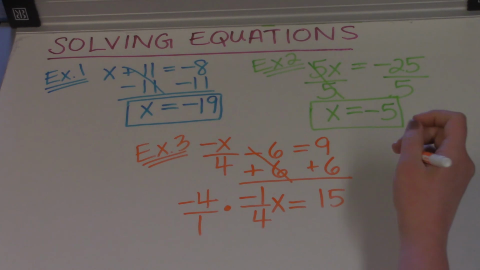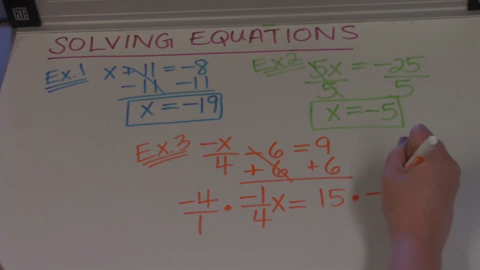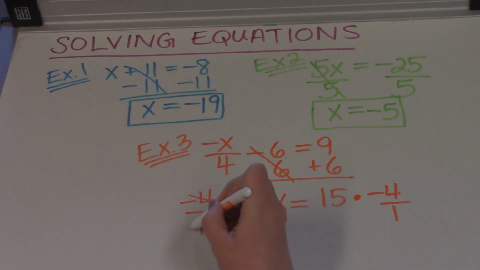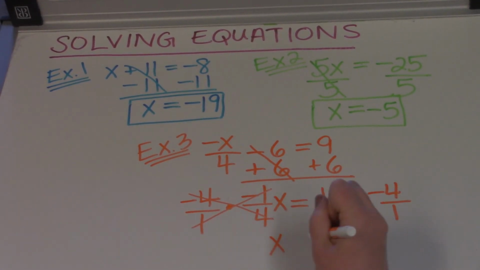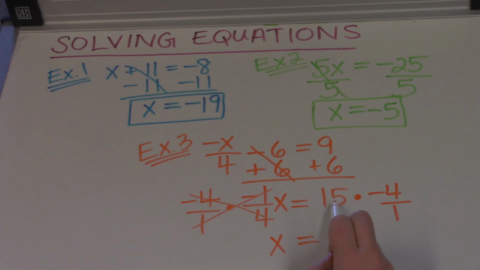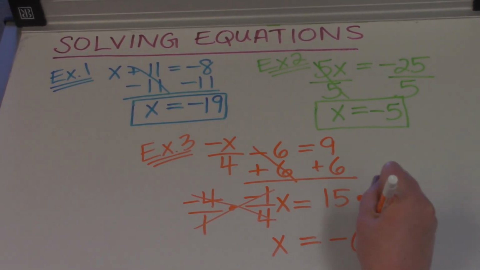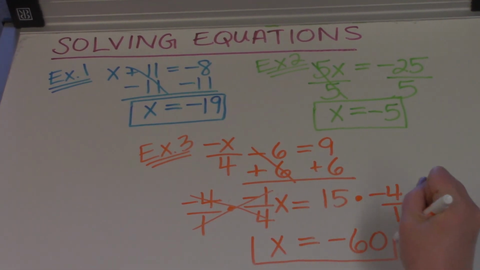Whatever I do to one side of an equation, I need to do to the other side. On the left side, these cancel out, and I'm left with x equals, when I multiply 15 times negative 4 over 1, my final answer is x equals negative 60.